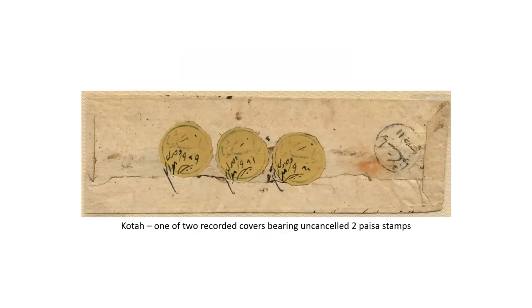Now we come to the state Kotah. Now Kotah is not listed in Stanley Gibbons. Hopefully someday soon it will be. There are in total maybe 12 or 13 covers recorded from Kotah bearing Kotah stamps. This happens to be one of only two known Kotah covers bearing stamps that are uncancelled.